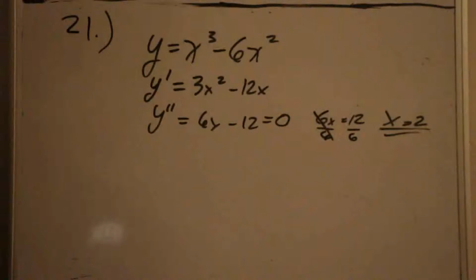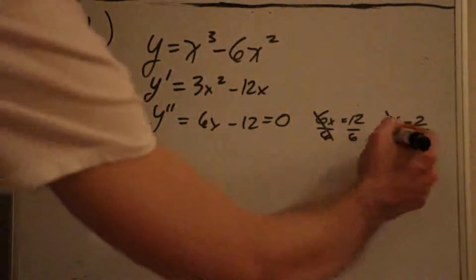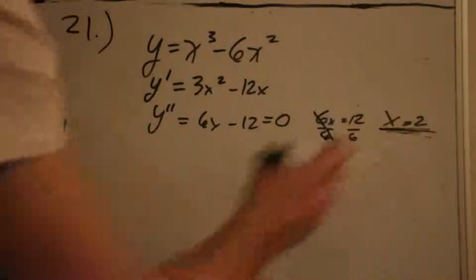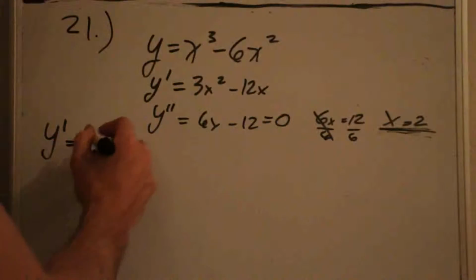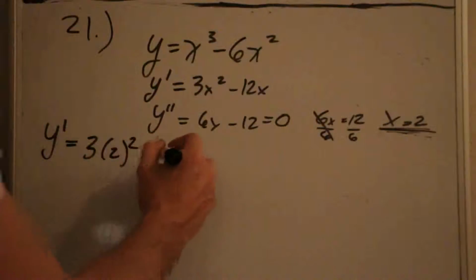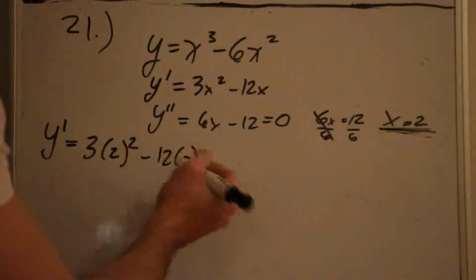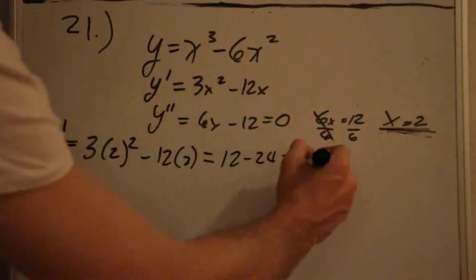Now I have to find the equation of the line tangent to that curve. Tangent to the curve means the slope is the same, so let's find the slope at that point. The point of inflection is on the curve at x equals 2, so I plug 2 into the first derivative: 3 times 2 squared is 3 times 4, which is 12, minus 12 times 2, so 12 minus 24 equals negative 12.